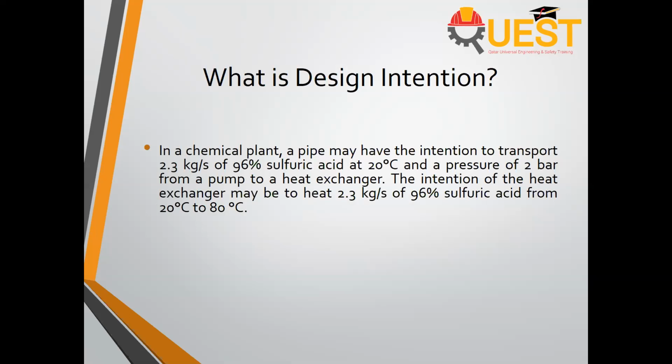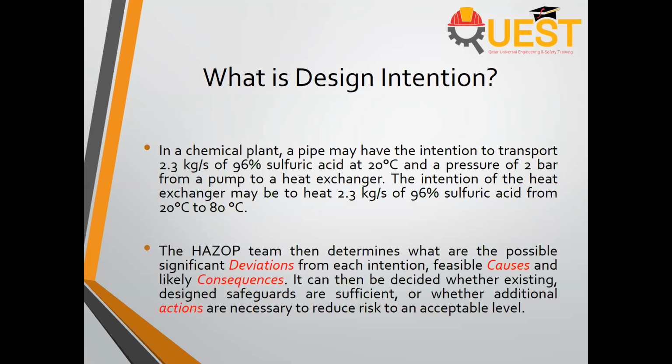So this is a situation in which we know the operating conditions and the design intention of a process operation. The HAZOP team then determines what the possible significant deviations from each intention are, what the feasible causes are, and what the likely consequences are. It can then be decided whether existing design safeguards are sufficient or whether additional actions are necessary to reduce the risk to an acceptable level.